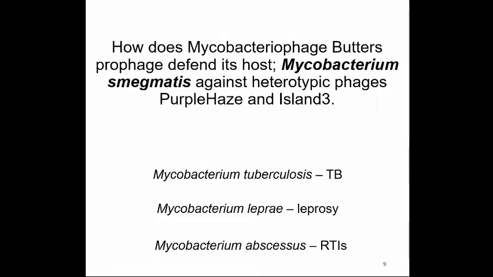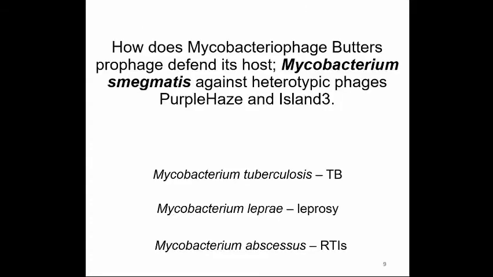So I just want to point out to you that Mycobacterium smegmatis here is a soil microorganism, but it is related at the genus level to some very notorious pathogens. Number 1, Mycobacterium tuberculosis, notoriously known for TB or tuberculosis. The second one here, we have Mycobacterium leprae, that is responsible for leprosy or Hansen's disease. Then we have Mycobacterium abscessus, which gives rise to several respiratory tract infections, and we encountered that when we talked about Isabel.